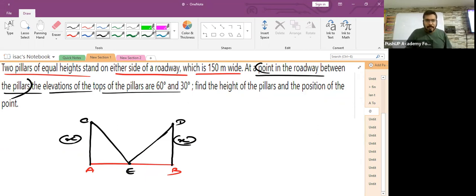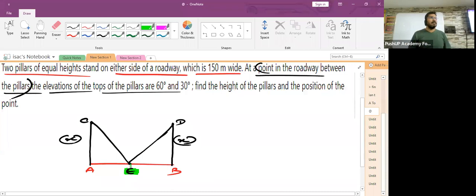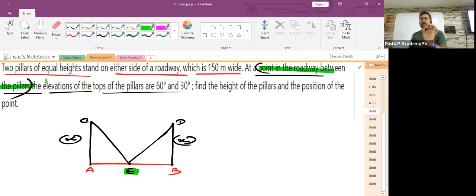But children, let me tell you what is that common mistake that children do. They get a feeling that E happens to be the midpoint of AB. After reading the sentence, a point in the roadway between the pillars. The moment they read between the pillars, they get a feeling that the point which you have to take should be the midpoint of AB. Please don't do that, children. It's absolutely wrong.